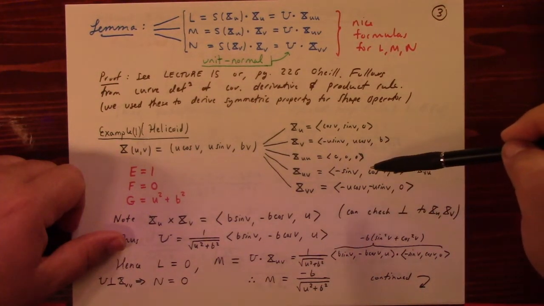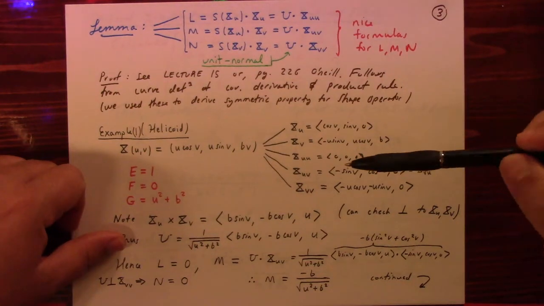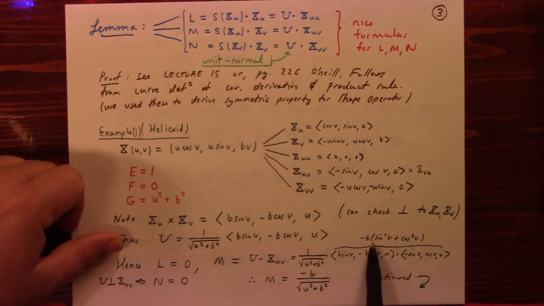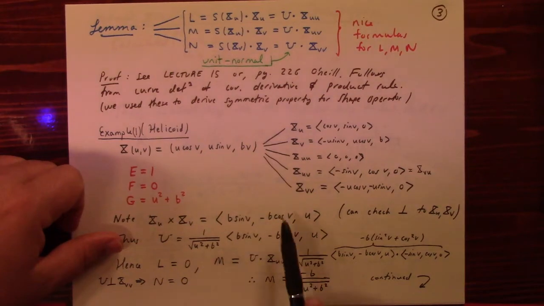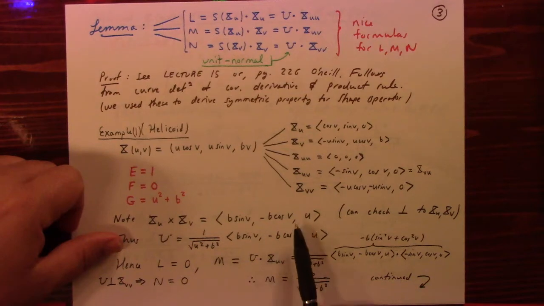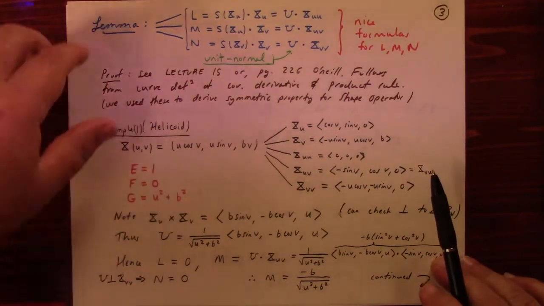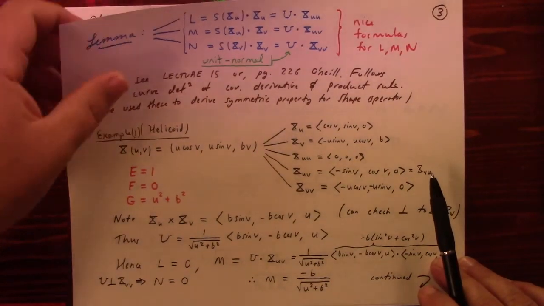Wait a minute here. Hey, where'd my minus b go? Oh, it's still in process. So there's the minus b. I get minus b over the square root of u squared plus b squared. That's my M. And N is equal to 0 because xvv is perpendicular to the unit normal in this case. This dot with that is 0. So L is equal to 0, N is equal to 0, M is equal to that. Moving along here.